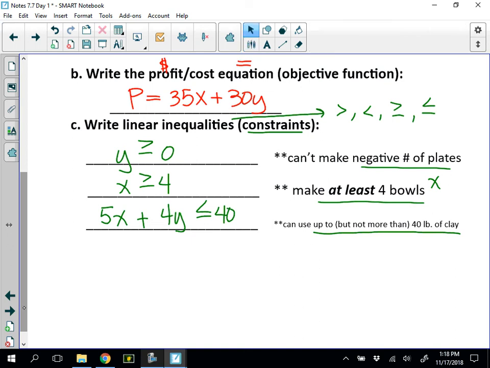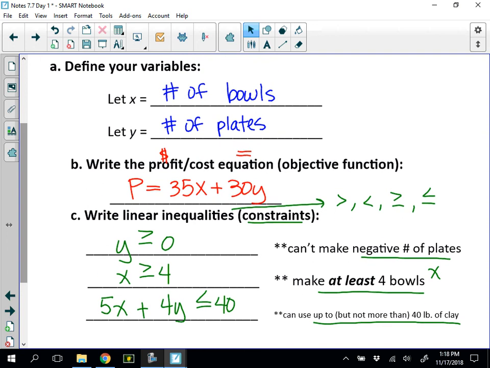Okay, so this is the first step of linear programming, when we have to define everything, write the profit-cost equation, and write the constraints. One thing I want you to see is I have an equation with an equal sign for P, which is profit, and I have constraints. The number of constraints really goes with the scenario. So that's where we're going to stop for today.